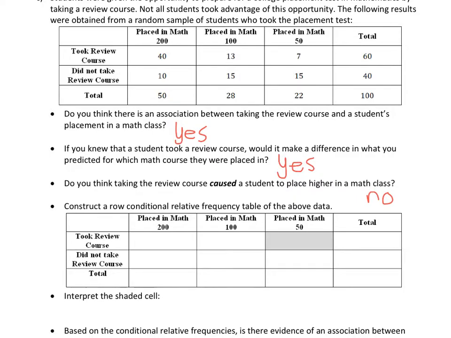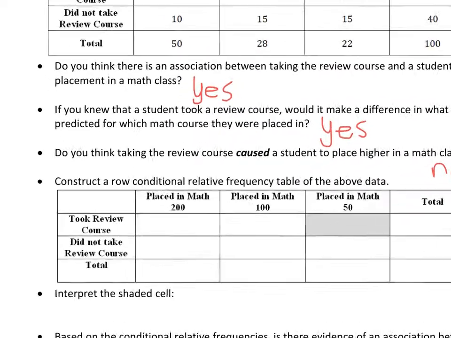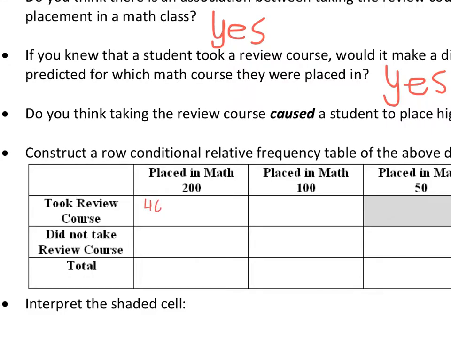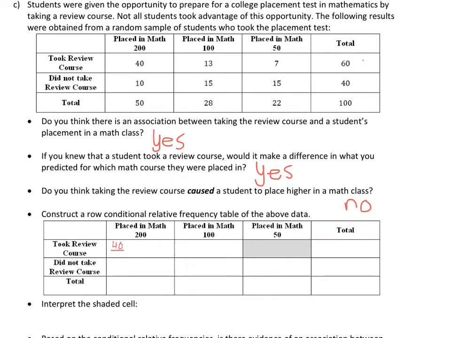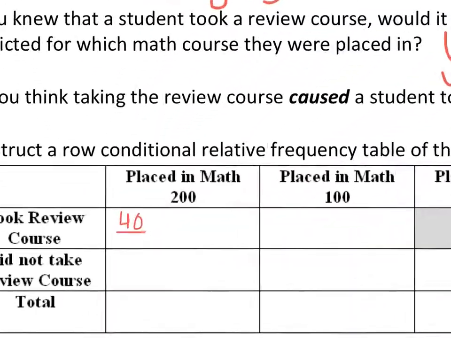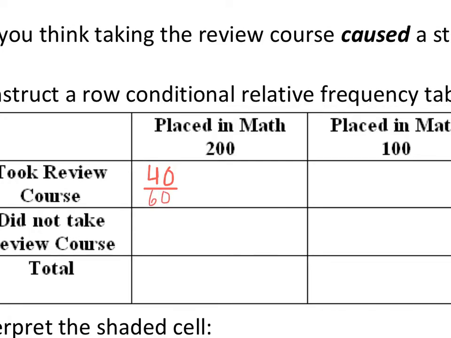Construct a row conditional relative frequency table of the above data. So we're doing the row conditional frequencies. So I'll start you off on this, and then I want you to finish the chart and see if you can answer the questions below. So took a review course. We have 40 kids that took a review course. And we are doing a row conditional frequency, so we want to look at that row total. Our row total is 60. So this would be 40 out of 60. We're going to round to the nearest thousandth, which would be 0.667.